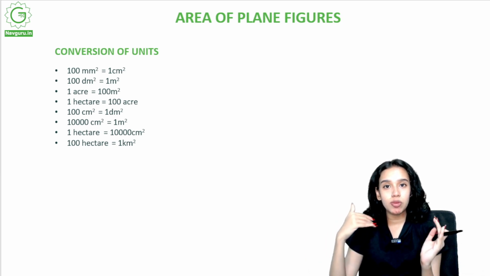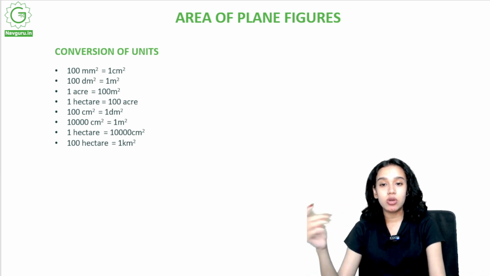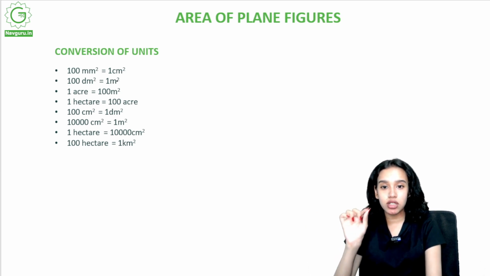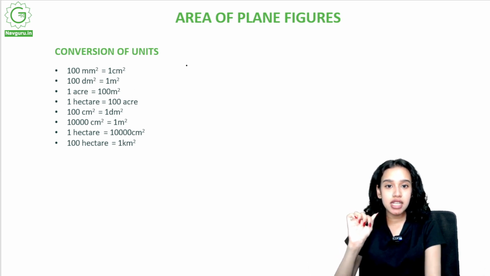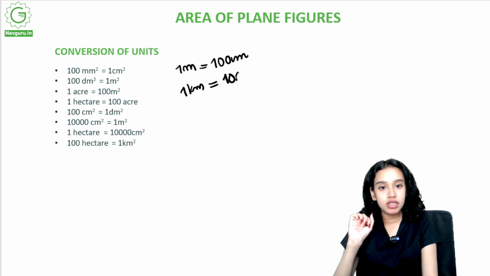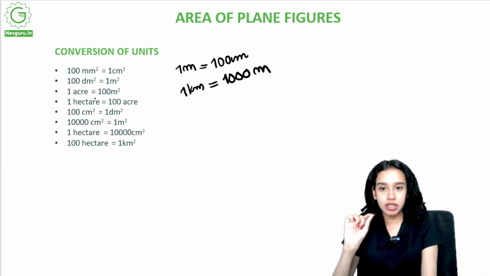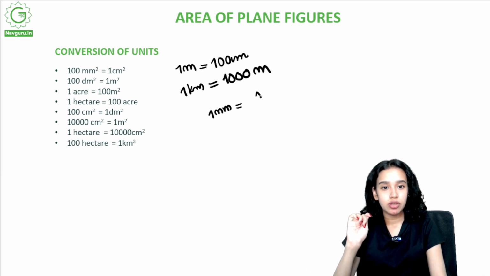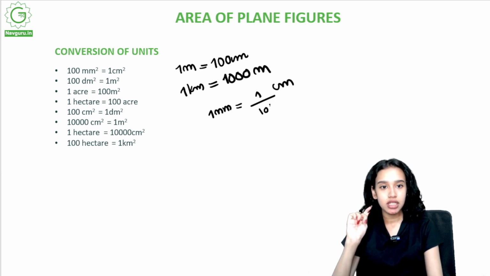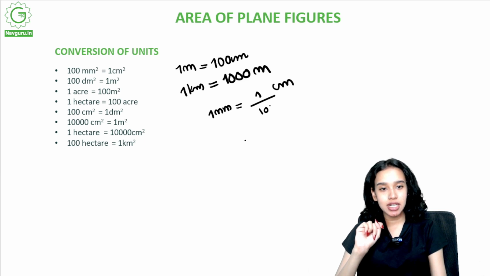We use different units to measure things when it comes to length. In the case of length, we have very minute to very huge units. The standard unit of length is the meter, and 1 meter, as we all know, is equal to 100 centimeters, right? And 1 kilometer is equal to 1000 meters. Now what is 1 millimeter? 1 millimeter is equal to 1 by 10 centimeter, right?